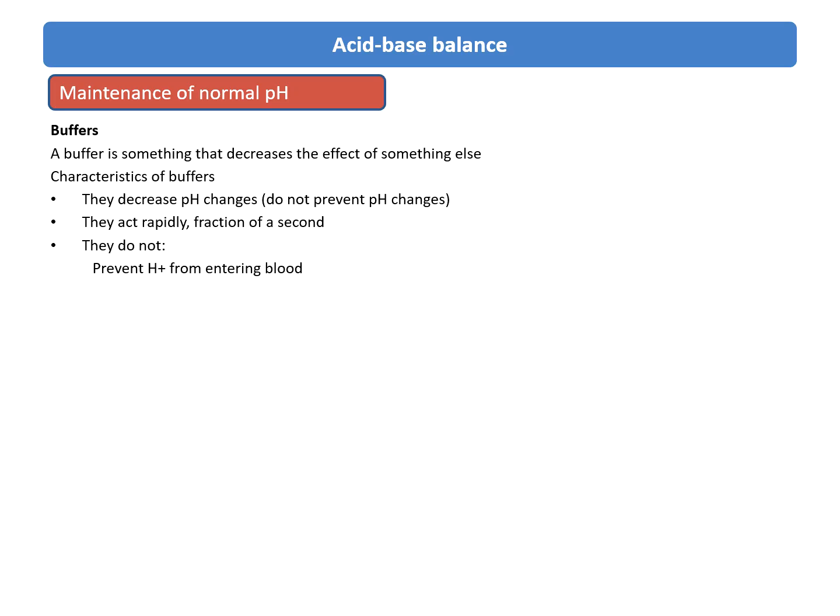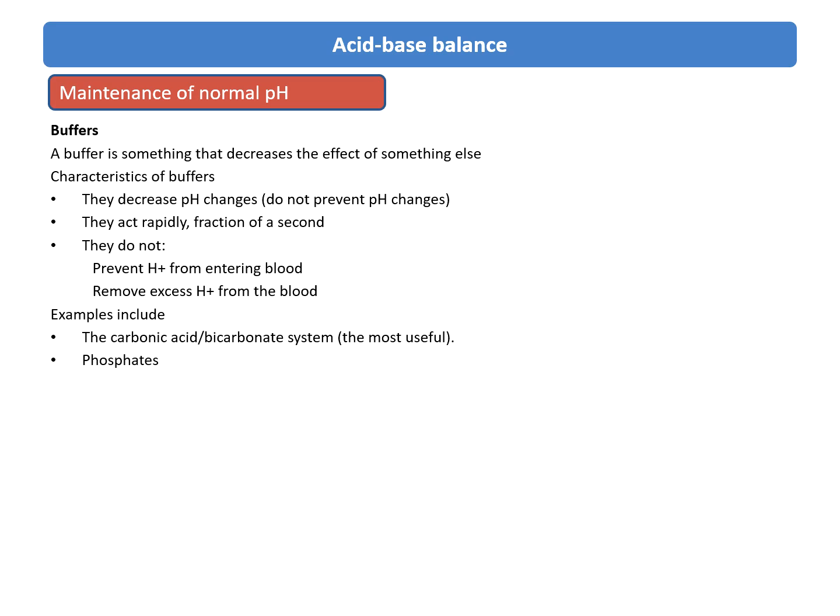They do not, however, prevent hydrogen from entering the blood or the body fluids, or remove excess hydrogen from the blood and body fluids. Examples of buffers include the carbonic acid bicarbonate system. In many ways, this is the most useful. We'll come back to it shortly. Phosphates, plasma proteins. These are the most common buffers. Intracellular proteins provide 3/4 of the buffering capacity in the body.